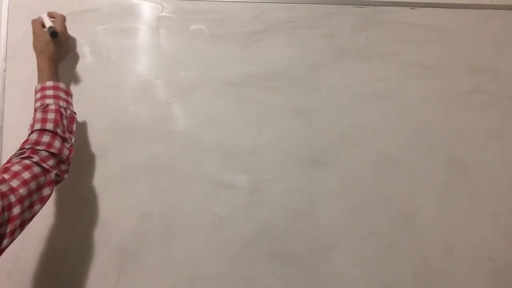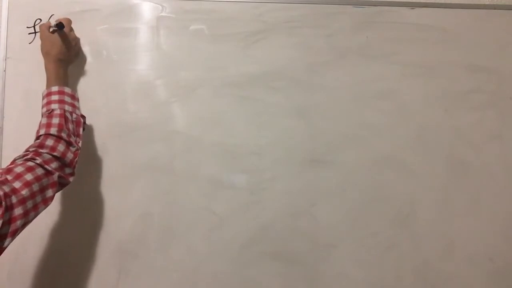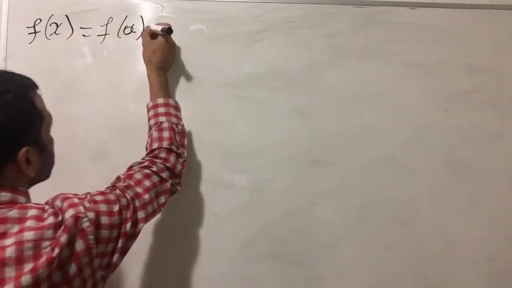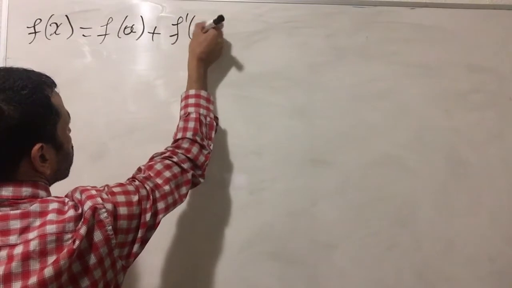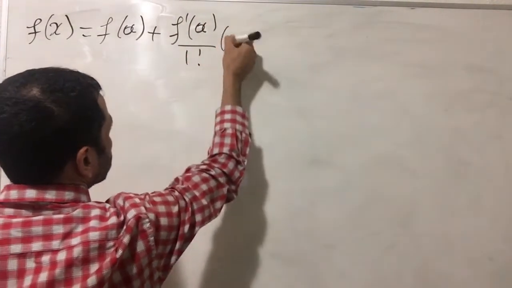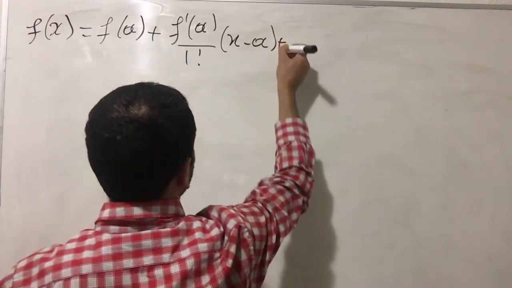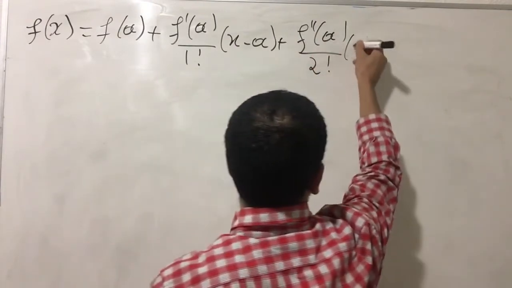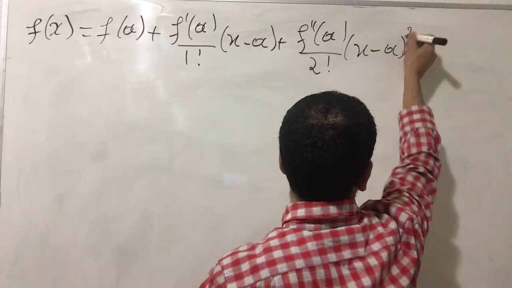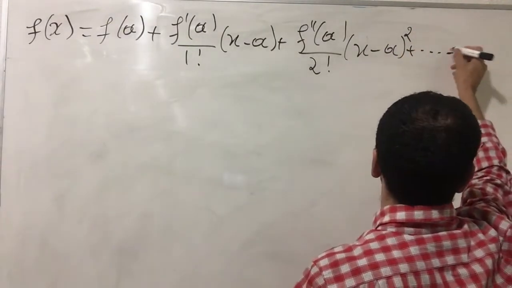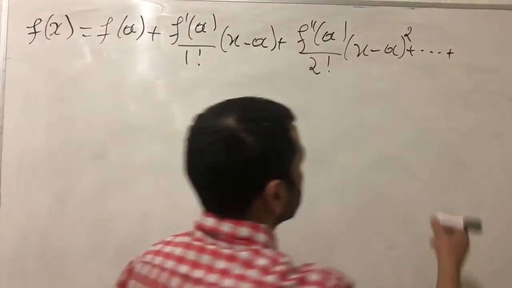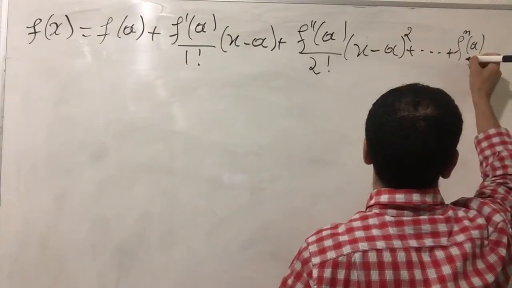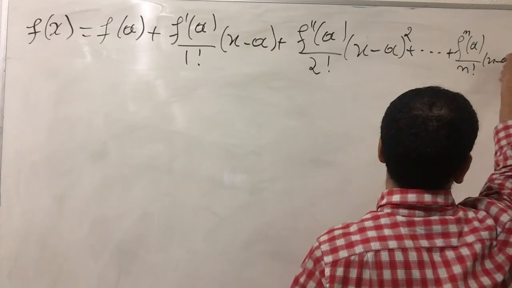So the general expression of the Taylor series, which is f of x, which is f of a plus the first derivative function at the point a over 1 factorial multiplied by x minus a, plus the second derivative function at the point a over 2 factorial multiplied by x minus a quantity squared, and so on, all the way down until you get the last term, which is the nth derivative of f at the point a over n factorial multiplied by x minus a to the n.